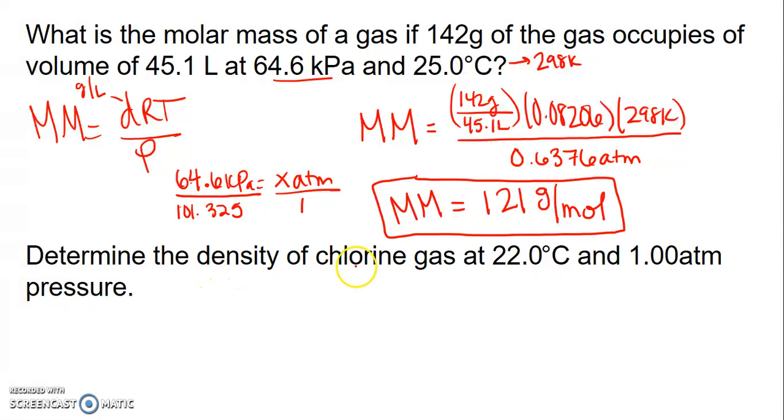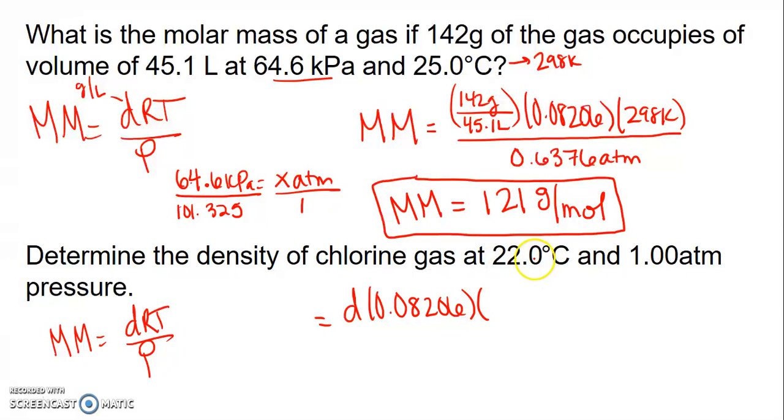All right, and the second example. Determine the density of chlorine gas at 22 degrees and 1 atmosphere. Again, we're going to use that same equation. If we start plugging in our numbers, density is what we're looking for. R is that gas constant. Temperature, we have 22 degrees Celsius, which needs to be in Kelvin, so that's 295. And our pressure is given to us in atmospheres, so that's the correct unit. We're left with the molar mass that we don't know.